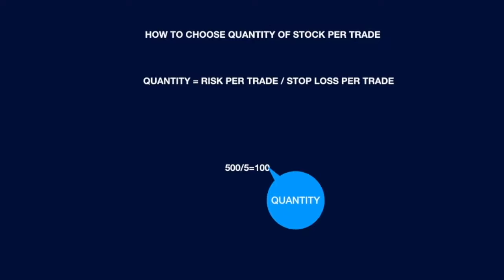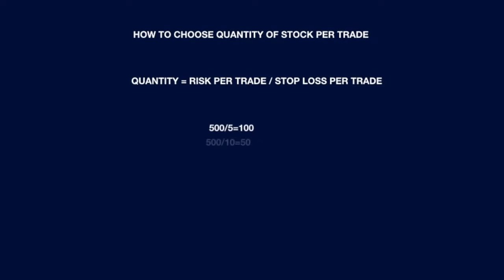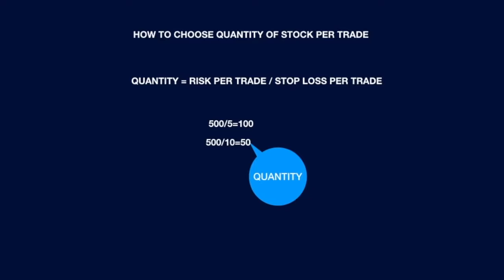Correct? Or if we say the stop loss is 10 rupees. So 500 rupees divided by 10 points. The answer is 50. So the maximum quantity he can take is 50 quantity. He can also consider 450 rupees instead of 500 rupees if he feels worried about the broker charges or the other tax charges which he might incur after the trade, so that even that is covered.